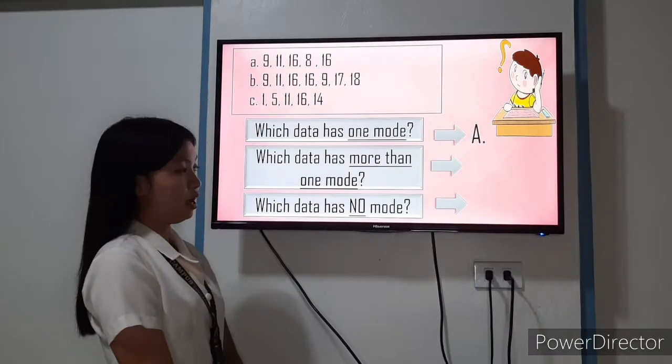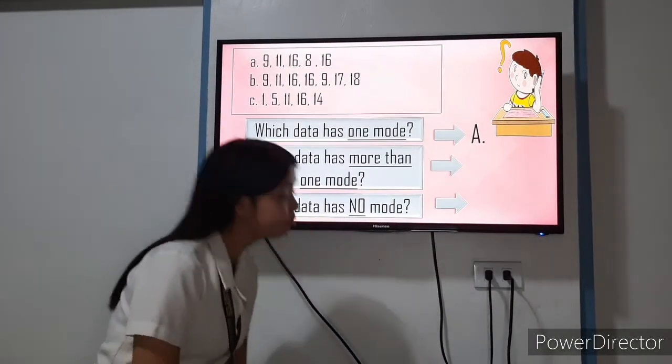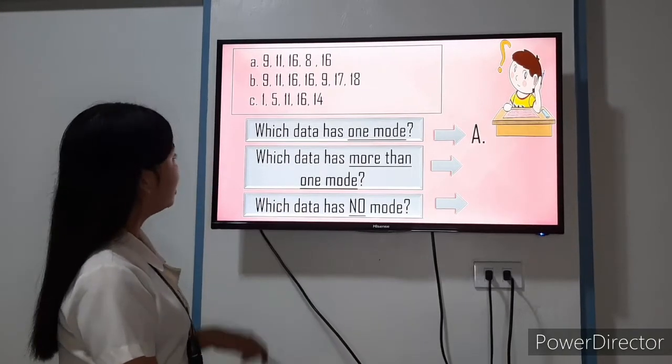Okay, which data has more than one mode? Okay, let's see.